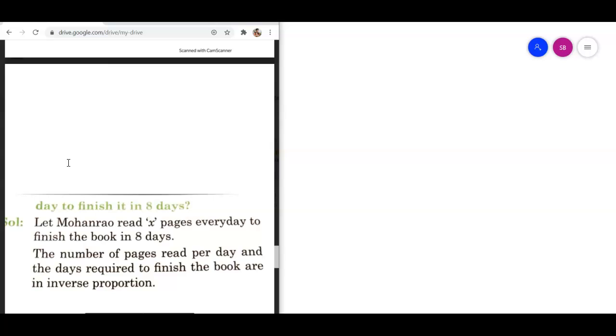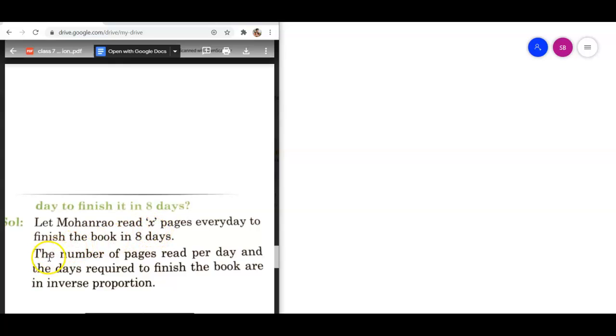And now, how many pages must he read if he has to complete the book in 8 days? That is, in 8 days he has to complete the same book. That means the number of days has reduced. Therefore, the number of pages to be read is going to increase. So, let us see how we are going to write this. The first sentence should be, let Mohan Rao read X pages every day to finish the book in 8 days. So, we have taken it as X.